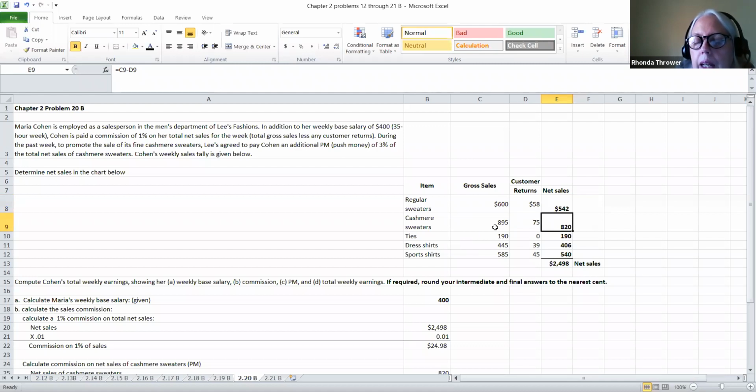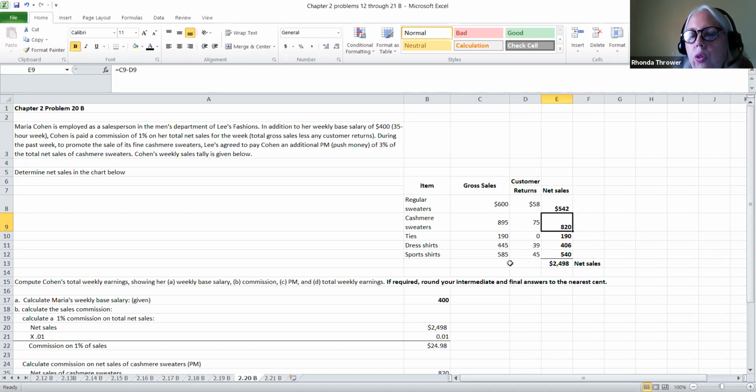The gross sales were $895. You're going to subtract $75 in returns, and that's going to leave you with a net sales amount of $820. Your ties, there were no customer returns, so the gross sales is equal to the net sales in this case. You had dress shirts, you sold $445 worth, but $39 of those came back to the store. They were returned. So you're going to subtract the 39 from the 445 to give you the net sales amount.